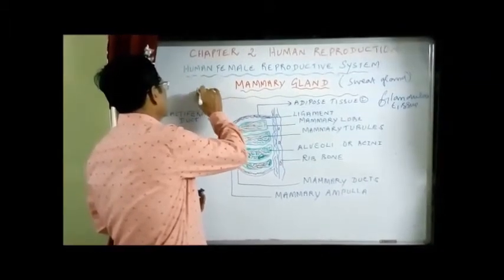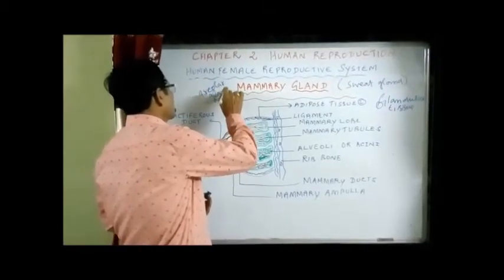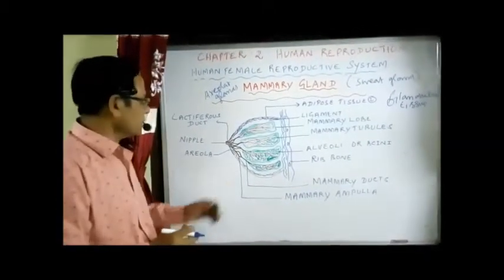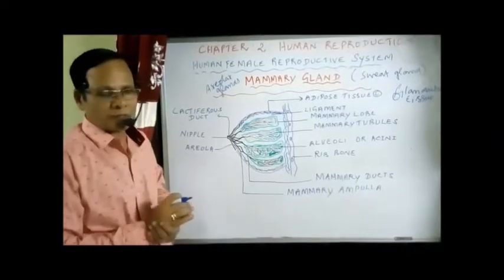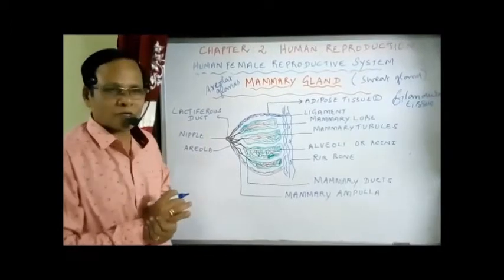Areolar glands. They are called areolar glands. The areolar glands are nothing but the sebaceous glands present on the skin surface of the areola, and they reduce the cracking of the skin of the nipple. That is their function.